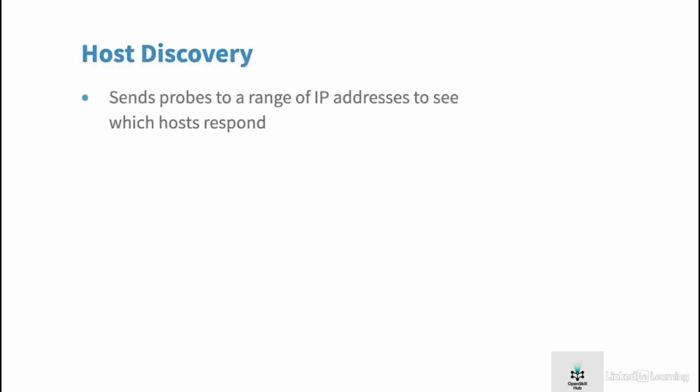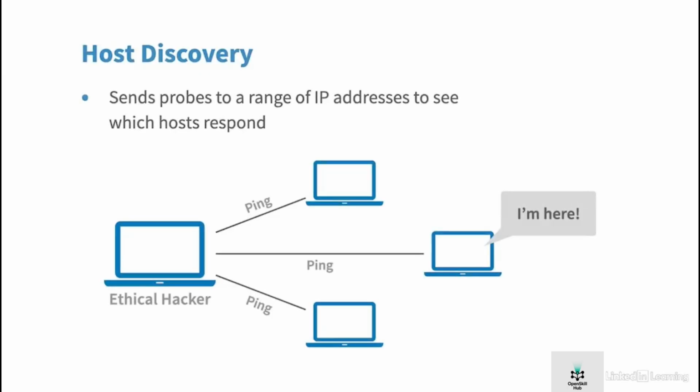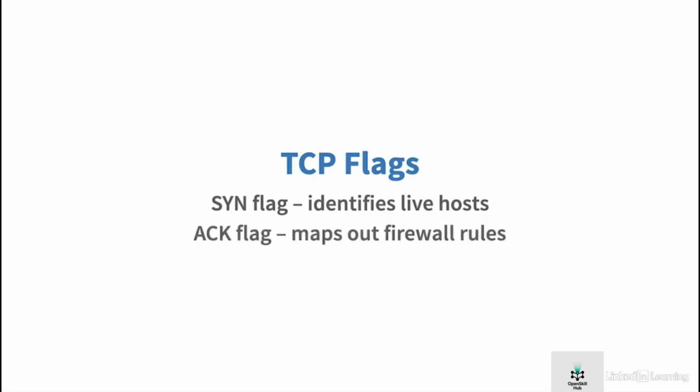During host discovery, the team will send probes to a range of IP addresses to see which hosts respond. While there are many methods we can use, leveraging the power of the TCP flags can achieve solid results when assessing the network. More specifically, we'll see how using the TCP SYN flag can determine which hosts are alive, and the TCP ACK flag can help determine the presence of a firewall.